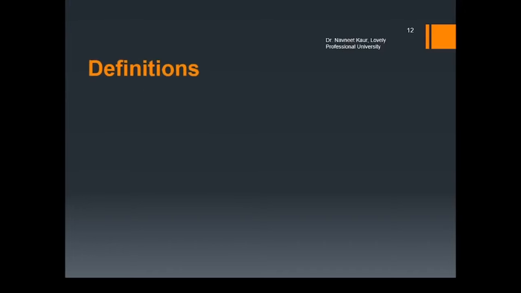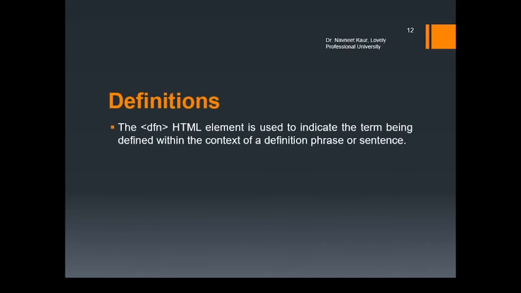Next is definitions. A DFN HTML element is used to indicate the term being defined within the context of a definition phrase or sentence. Let's say we have to define any specific term. That term will be written inside the DFN tag. So let's see how we can implement the DFN tag.